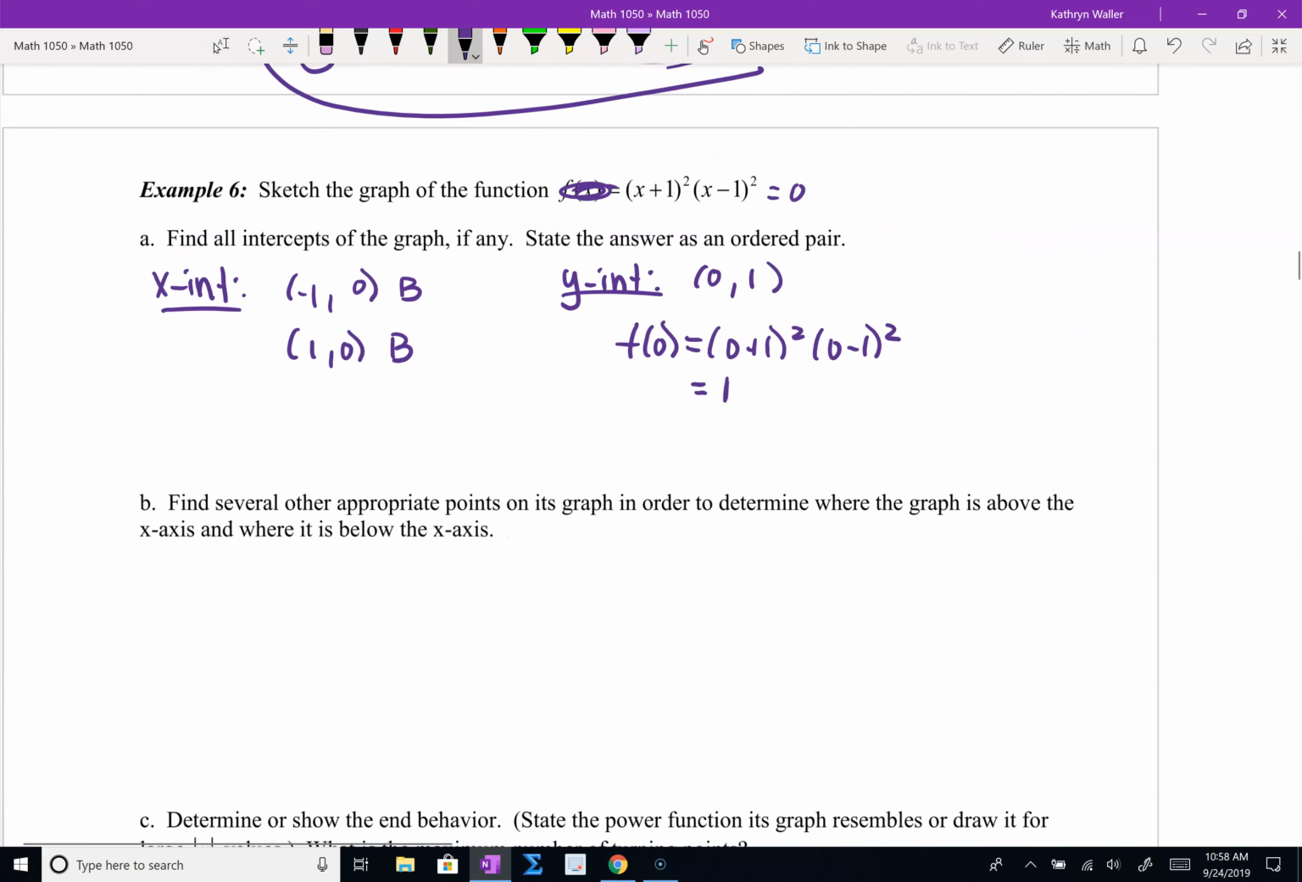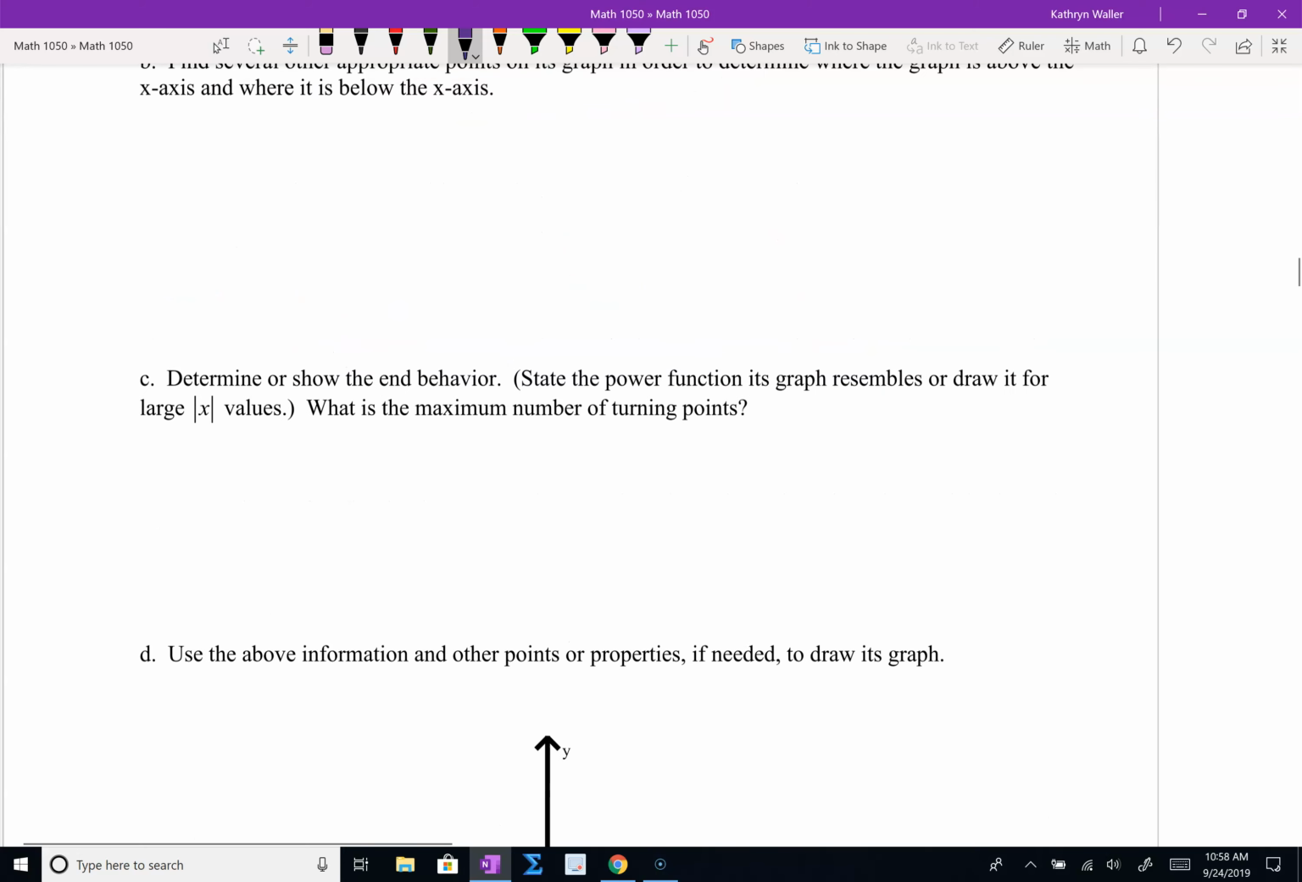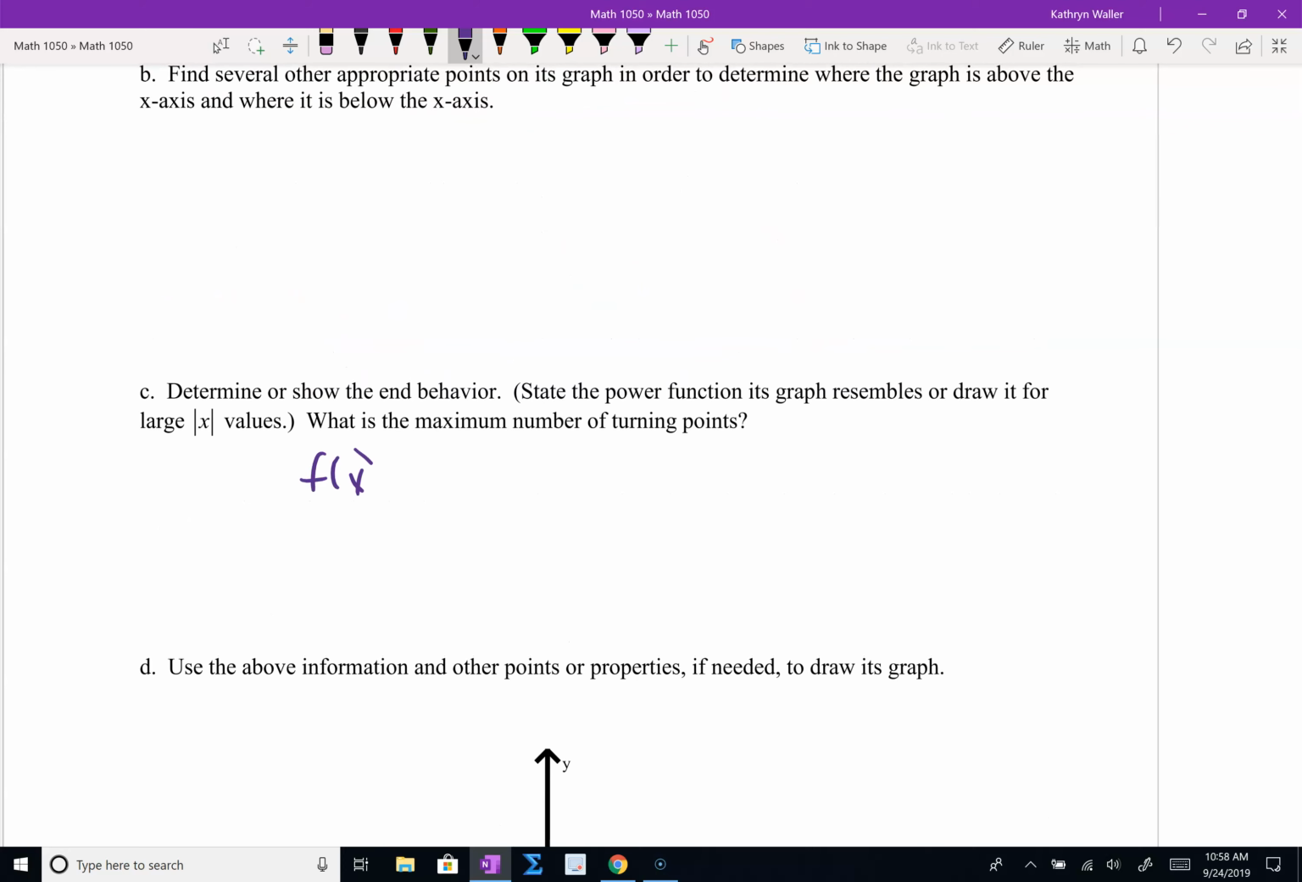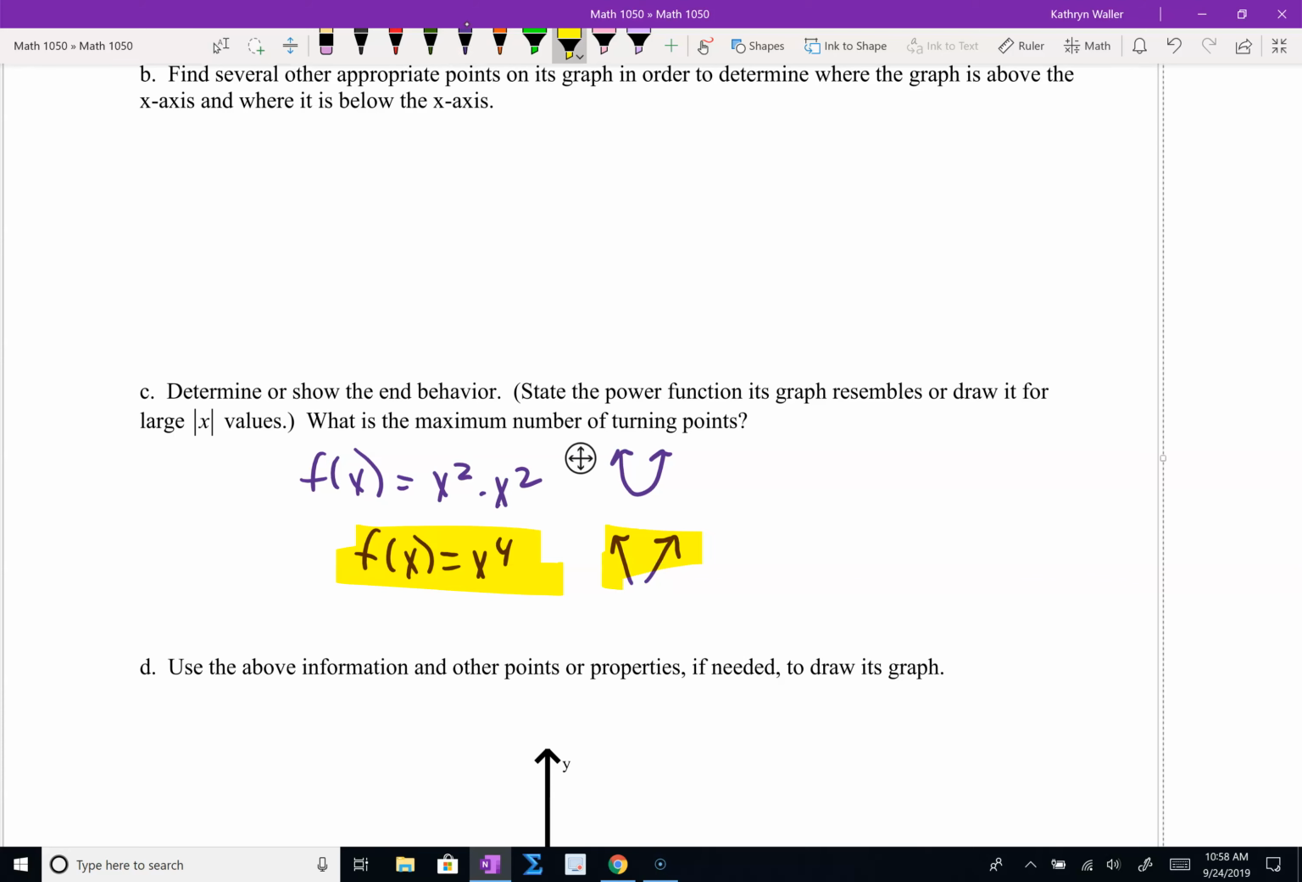Okay, end behavior. So you've got an x to the second. So everybody write f of x equals. You've got an x to the second and an x to the second that's dominating. So f of x equals x to the 4th. That is an answer. That's your power function. Okay? Well, we all know that that's a parabola that's going to open up, right? So my end behavior is left up and right up.